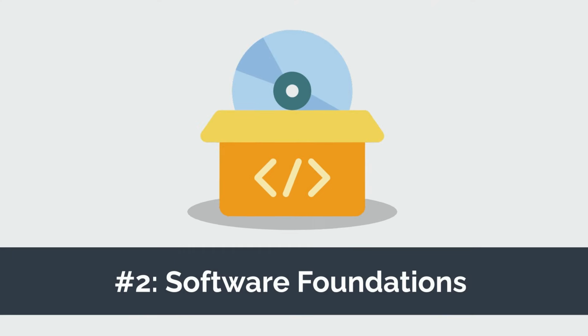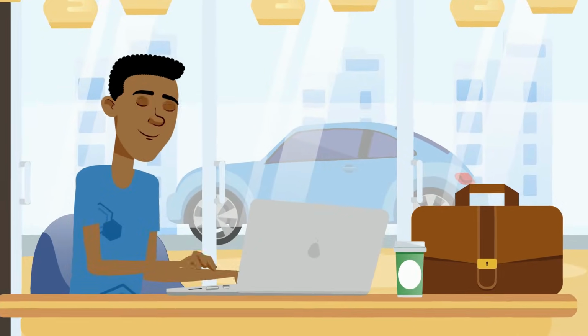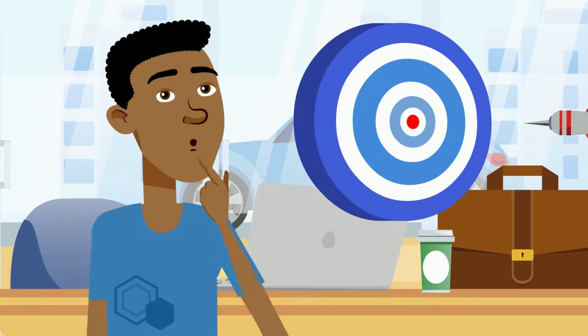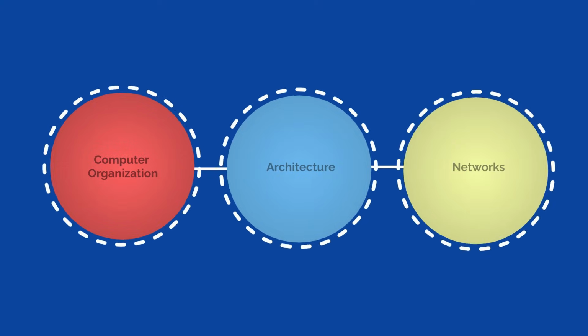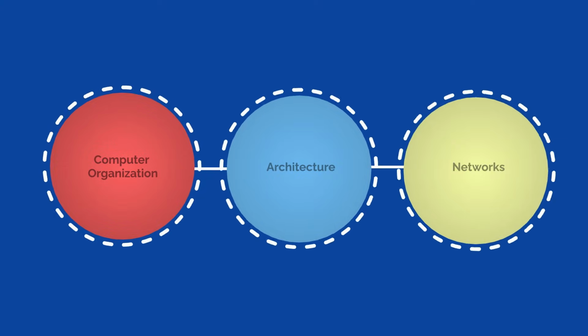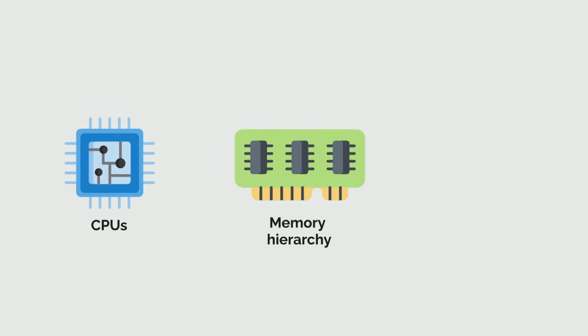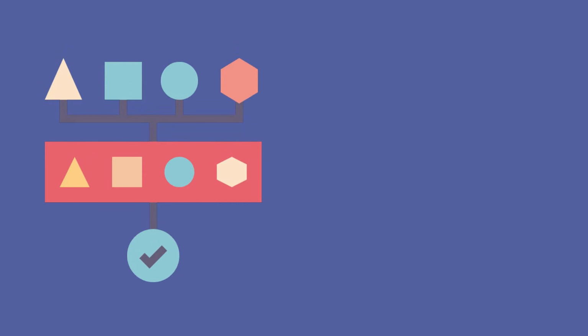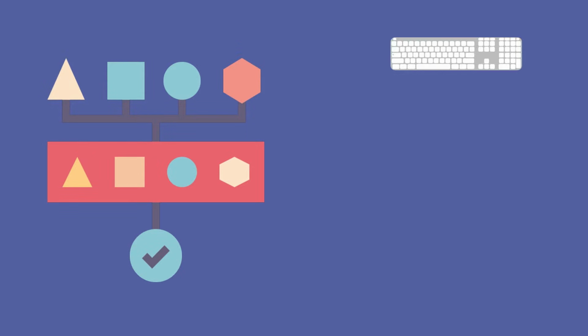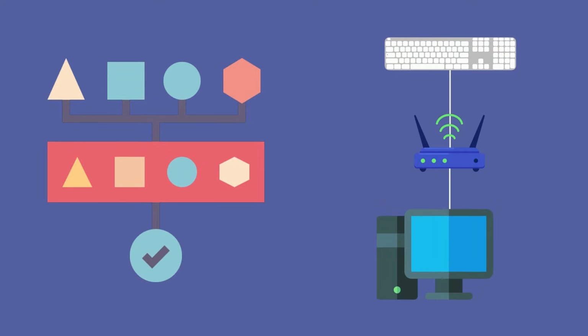We're entering the software foundations. Here, you get a taste of all the different flavors of software engineering, building a general understanding of the field so you can confidently choose your software concentration later on. We'll start with the good old computer organization, architecture, and networks. These bring you up to date on all of the computer need-to-knows: CPUs, memory hierarchy, user input and output, and more. They'll also lay down the basics of computer data pipelining and how to communicate with other devices like keyboards, routers, and even other computers.